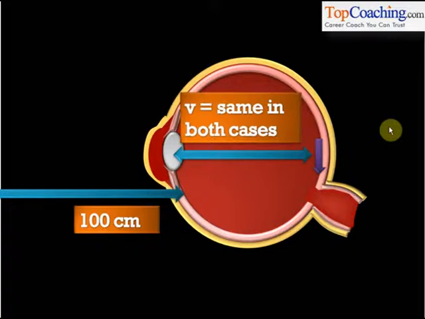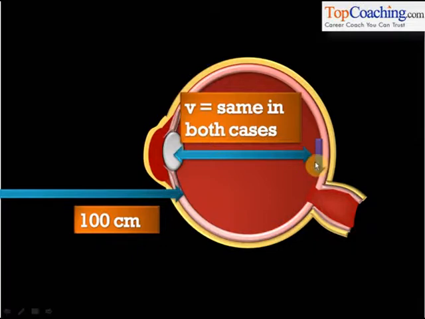See, in either case, the image distance is the same. We had learned that the image distance in the case of an eye is always constant. The image distance is the distance between the lens and the retina, and that is always constant. The focal length of the eye lens varies in such a way that the image distance is constant. So the answer to the first part of the question is, when the object is at 35 centimeters and when it is at 100 centimeters, the image distance, the distance between the image and the lens, is constant.